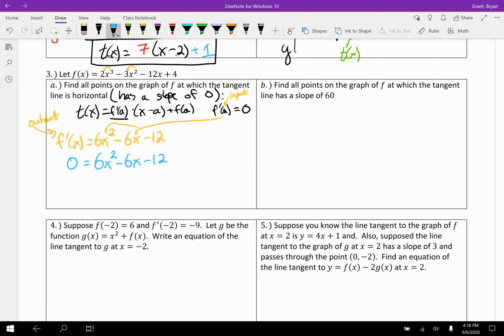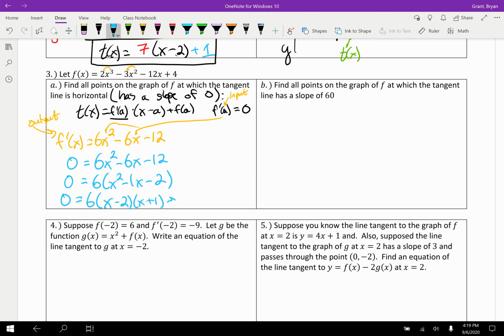You may be a little rusty in your algebra. I'd suggest first that you factor out a 6 from everything. I think that'll make our lives a little bit easier. And then maybe you'll remember that we need to factor this. So this becomes x minus 2 times x plus 1, two numbers that multiply to make negative 2 but add up to make negative 1.